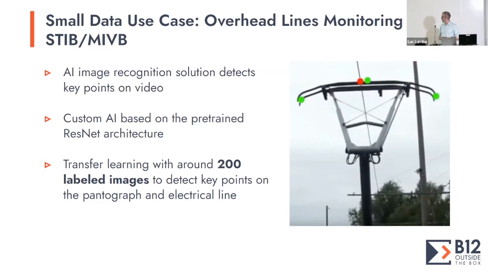But then with as little as 200 labeled images, we were actually able to develop an image recognition algorithm to tag these green points on the pantograph and the electrical line with accuracy that was enough to actually satisfy the use case at hand. So it's an example where with very limited resources and very limited investment into data, you can actually achieve something very, very valuable. Now, I believe Caro has a few words.